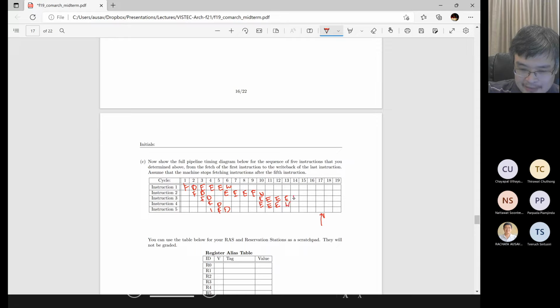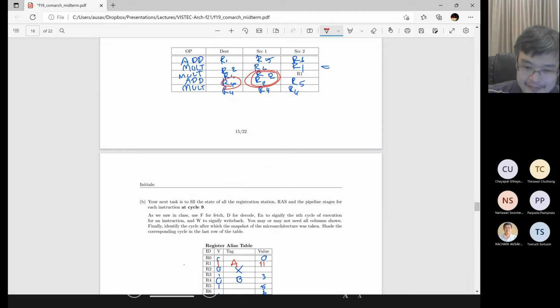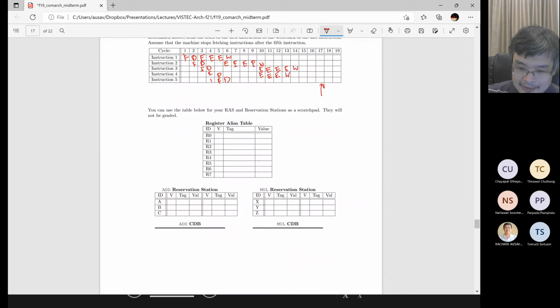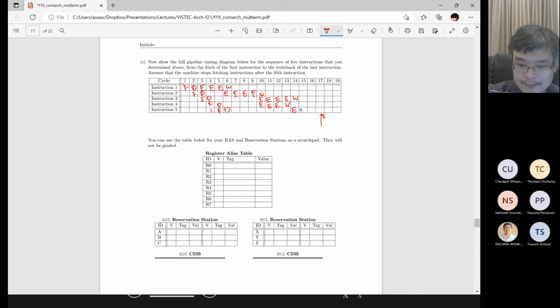And you write back here, right? And at 13, if you look at instruction 5, it only requires B, which is this one. So it's done earlier, right? So basically now you can execute here and be done at 17. So that's it for this particular question.